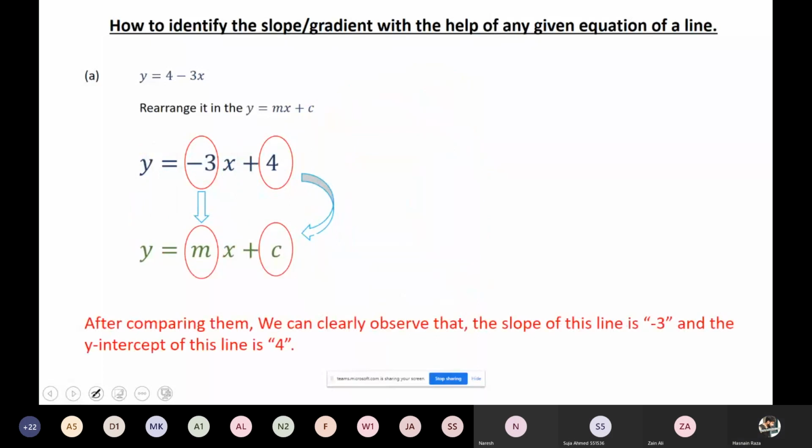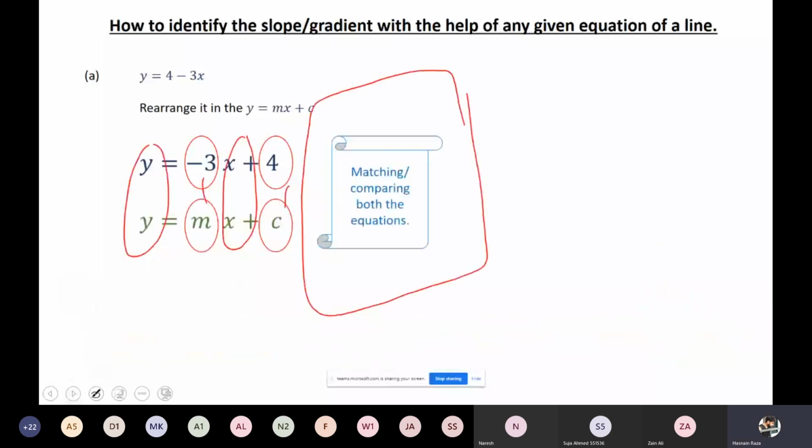So now I'm reading this. After comparing them, we can clearly observe that the slope of this line is -3 and the y-intercept of this line is 4. We have identified both of these things. Is it fine?